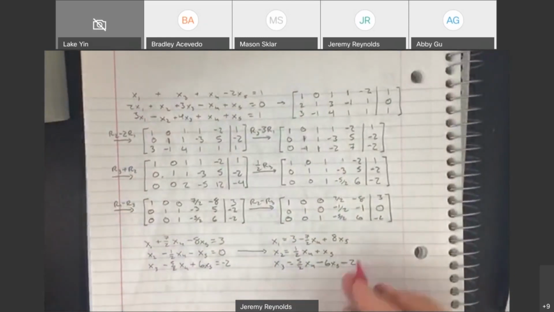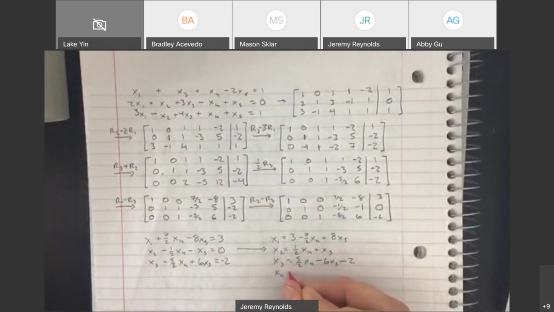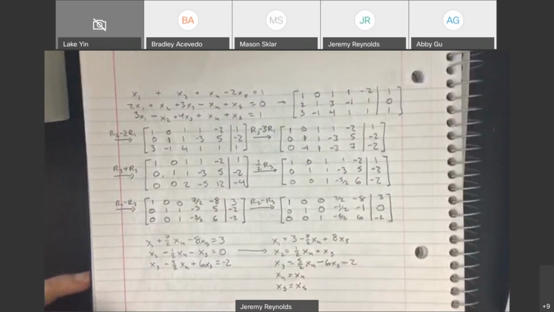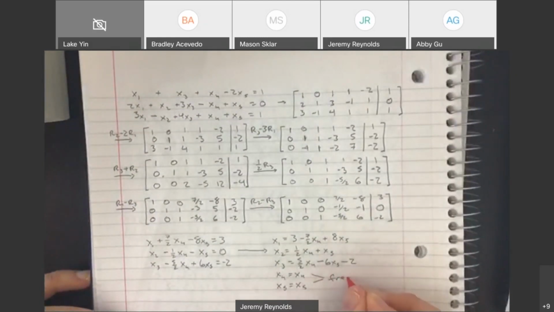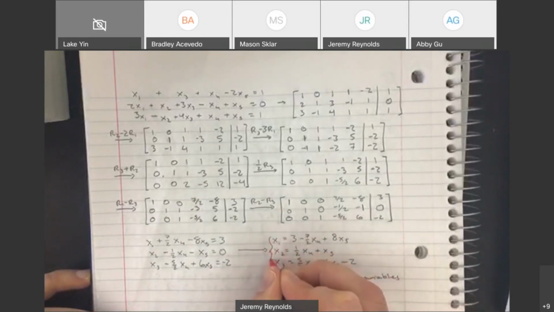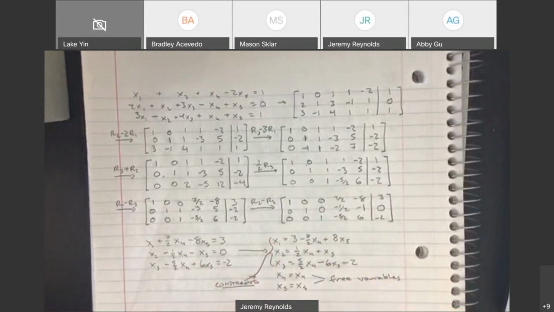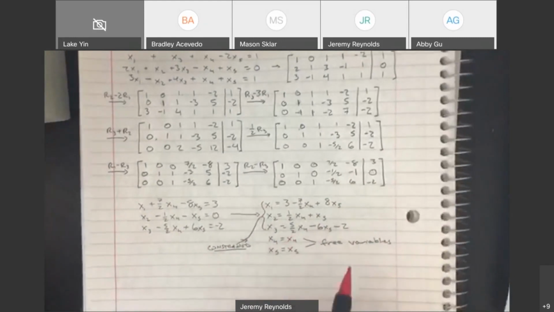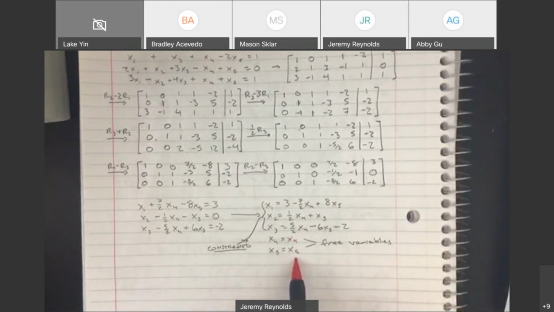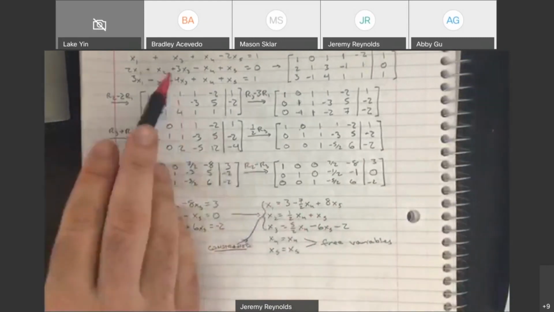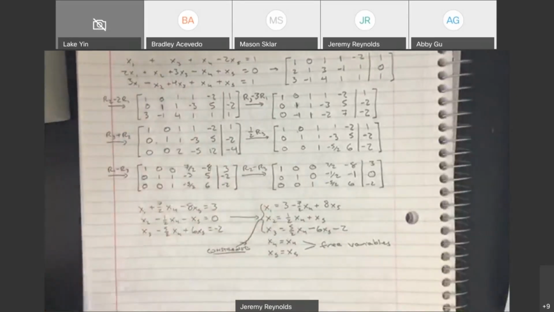Okay, so there's our list of equations, and then we have x4 equals x4, x5 equals x5. So x4 and x5 are our free variables. We can choose whatever we want for those guys. And then x1, x2, and x3 are constrained. We could choose 1 and 2, we could choose negative 546 and 23. And if we plug those in here, the solution would be a solution to this equation up here. So that's kind of the process.